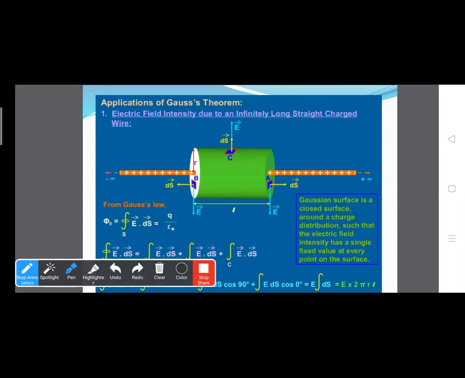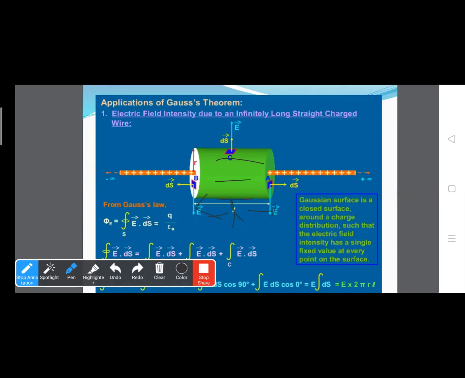Clear? A cylindrical surface of length L. This is the length L. We have to find the electric field intensity. At any point on its curved surface, the electric field is constant in magnitude and points radially outward, radially outward because charge plus Q is enclosed within this surface. Clear?